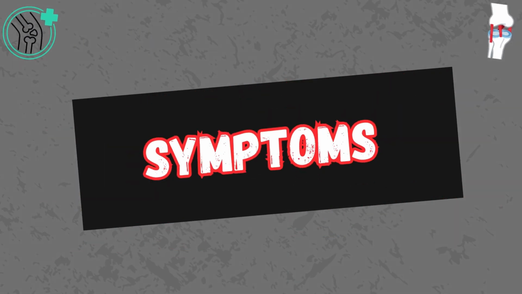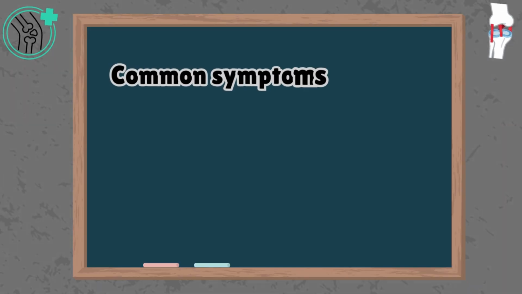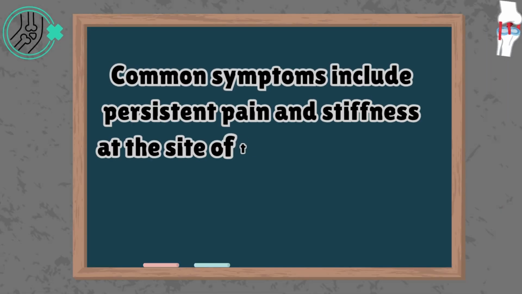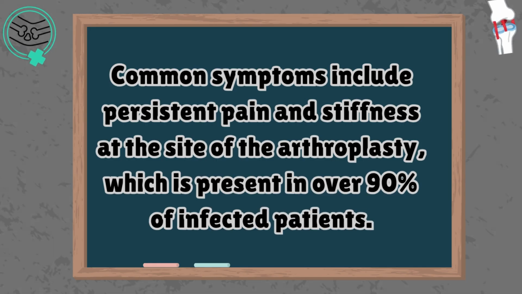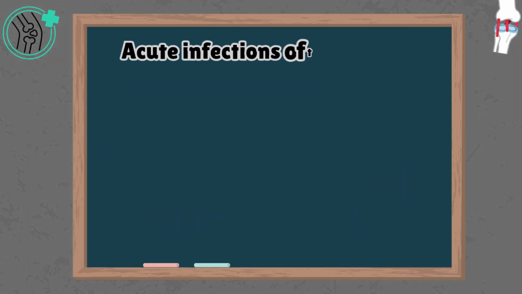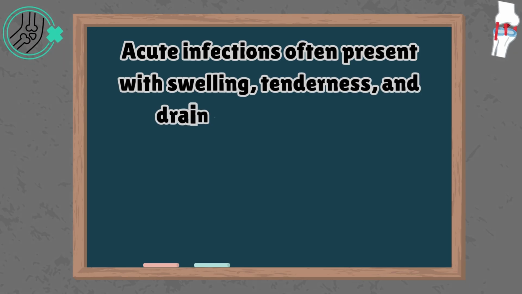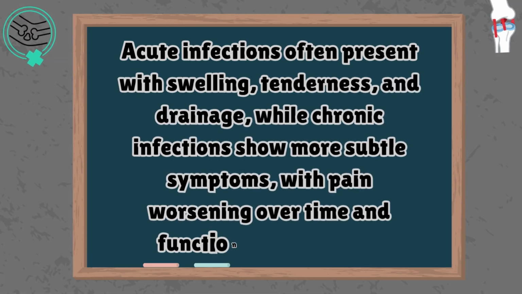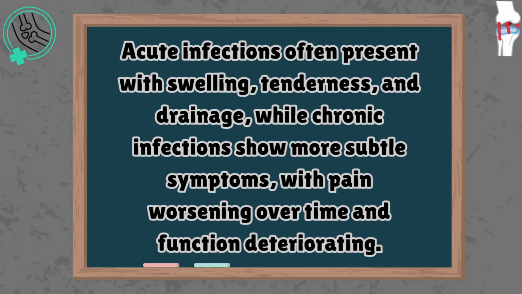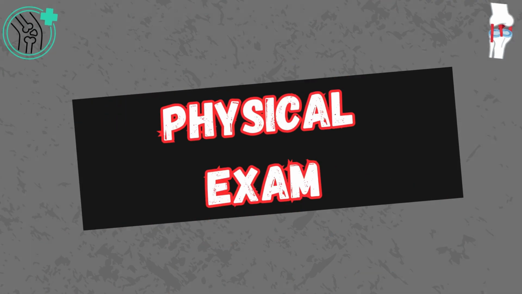Symptoms of PJI. Common symptoms include persistent pain and stiffness at the site of the arthroplasty, which is present in over 90% of infected patients. Acute infections often present with swelling, tenderness, and drainage, while chronic infections show more subtle symptoms, with pain worsening over time and function deteriorating.